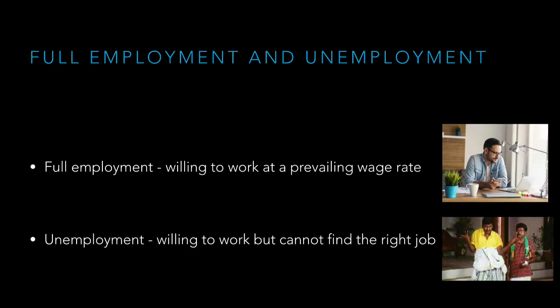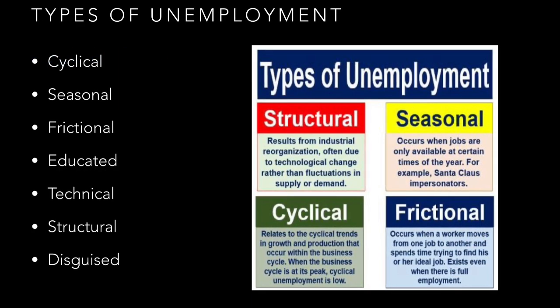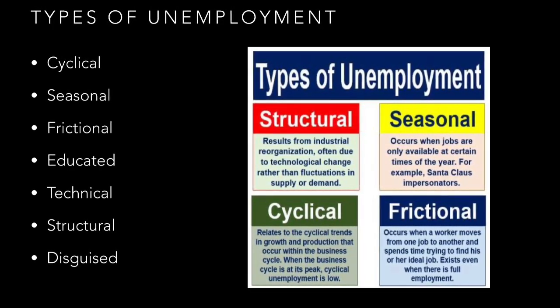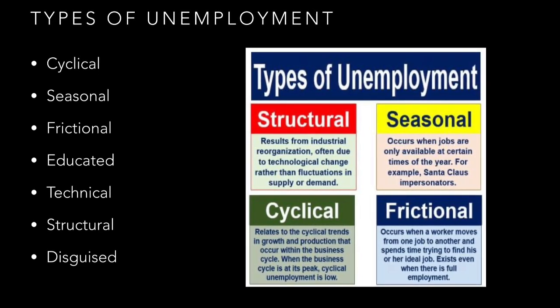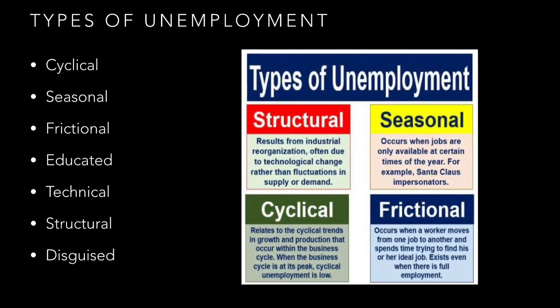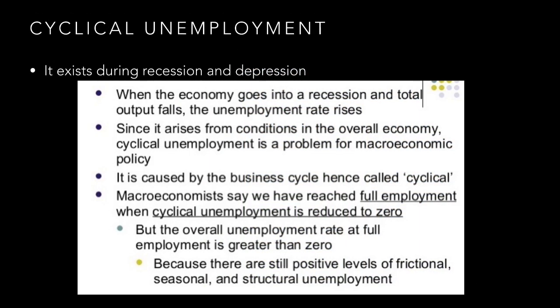In India, which type of unemployment existed? That you must know. In rural areas, disguised and seasonal unemployment existed. In urban areas, frictional, structural and open unemployment existed. Next, we can learn the types of unemployment. The following are the types of unemployment: cyclical unemployment, seasonal unemployment, frictional unemployment, educated unemployment, technical unemployment, structural unemployment, and disguised unemployment.